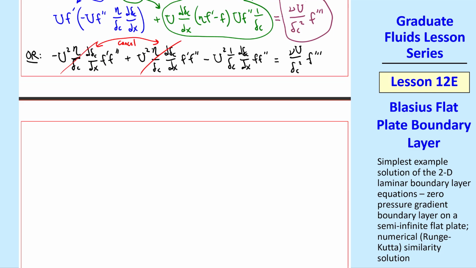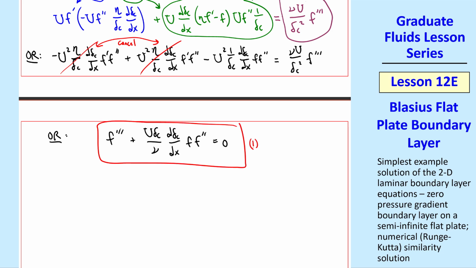We can do some other rearrangement and simplification, so we end up with f triple prime plus U delta_c over nu d delta_c/dx times f double prime equals 0. I'll call that equation 1.